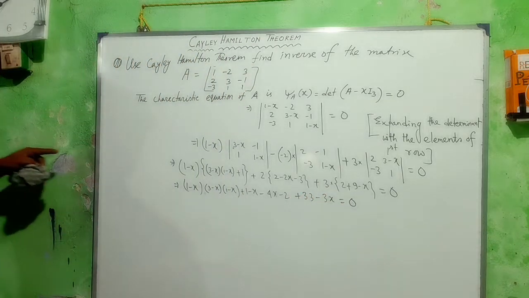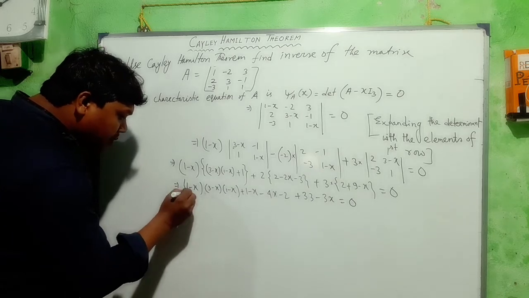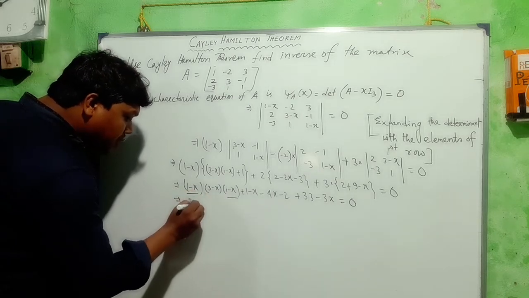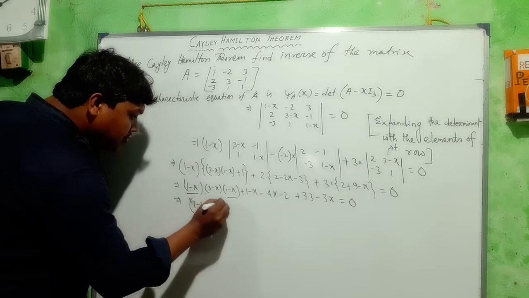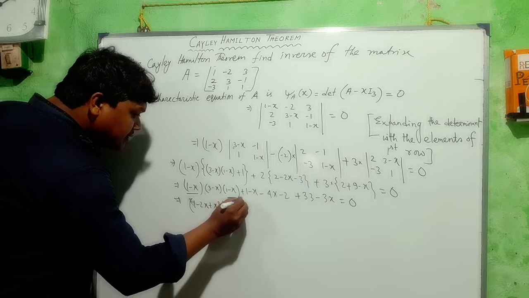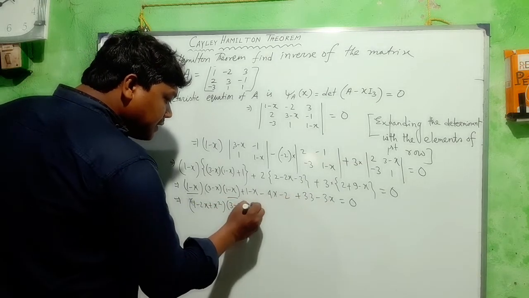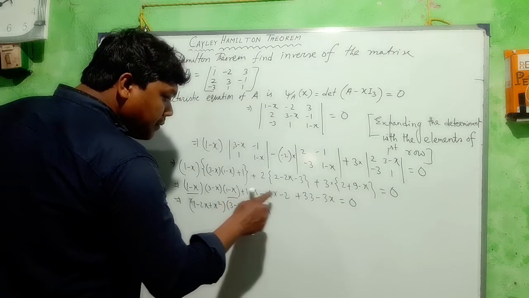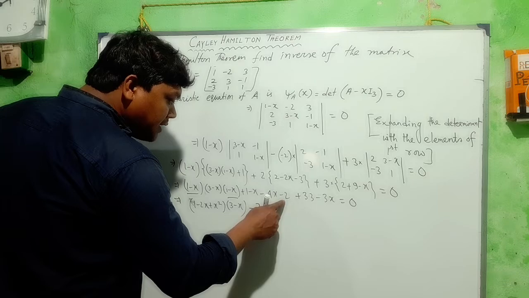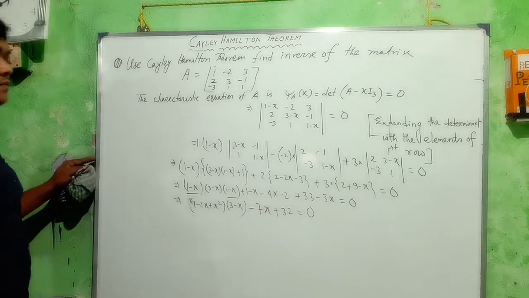So now we calculate this expression, 1 minus x whole square, that means 1 minus x and 1 minus x, that gives 1 minus 2x plus x square into 3 minus x, and minus x minus 4x minus 3x, that is minus 7x, 1 minus 2, that is minus 1, plus 32 equals to 0. Okay.